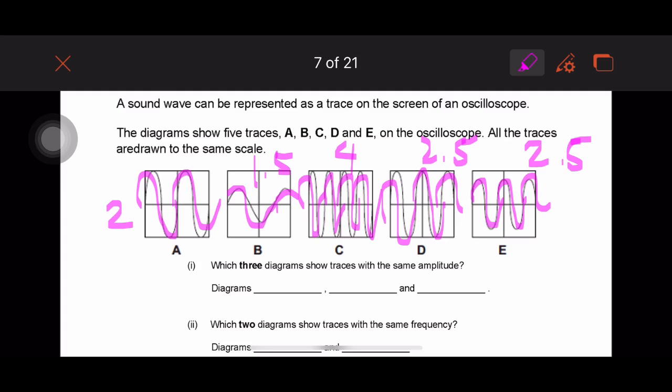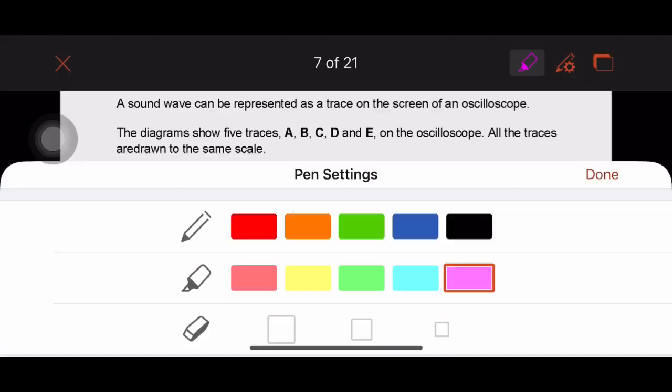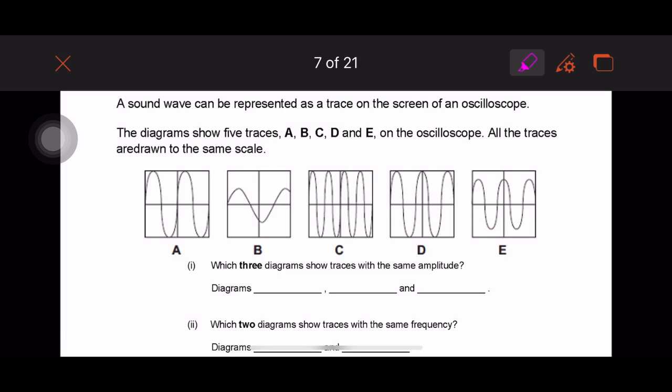Which one has the same amplitude? Then I think you'll also know what that is. The height. If the heights are the same, then they'll have the same amplitudes. If the number of waves are the same, then they have the same frequency.